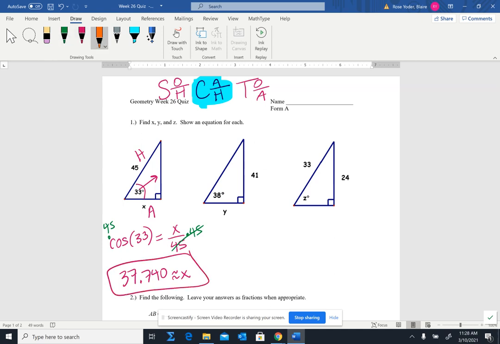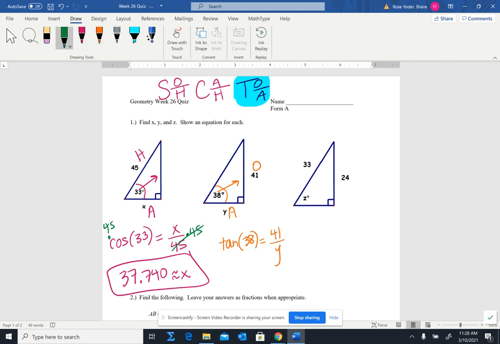All right, let's take a look at problem 2. So 38 degrees, this is my opposite. The hypotenuse doesn't have anything on it, so this is the adjacent. So over apples, tripping over apples. This time I'm going to use tan. Tan 38 equals O over A, 41 over Y.